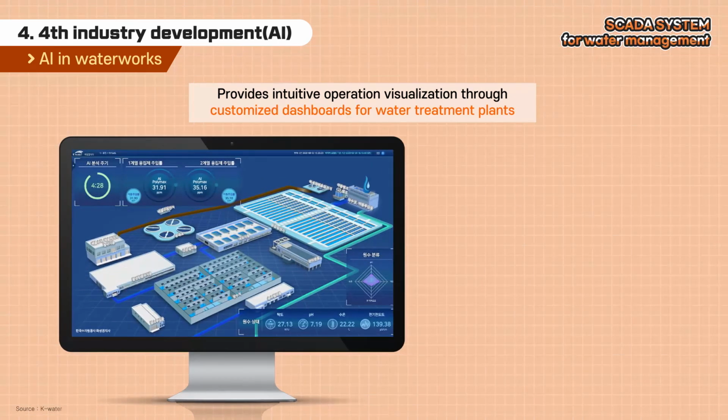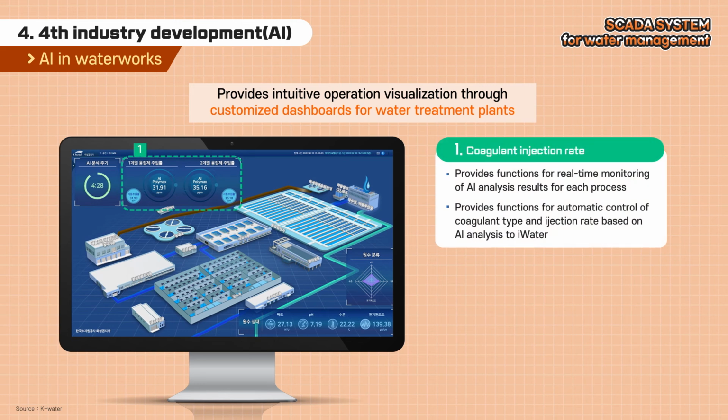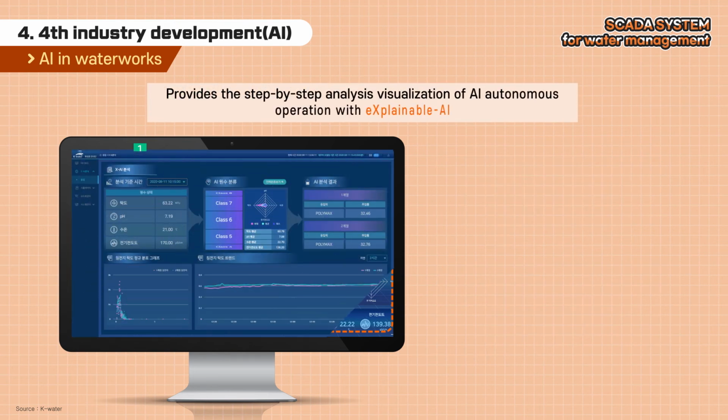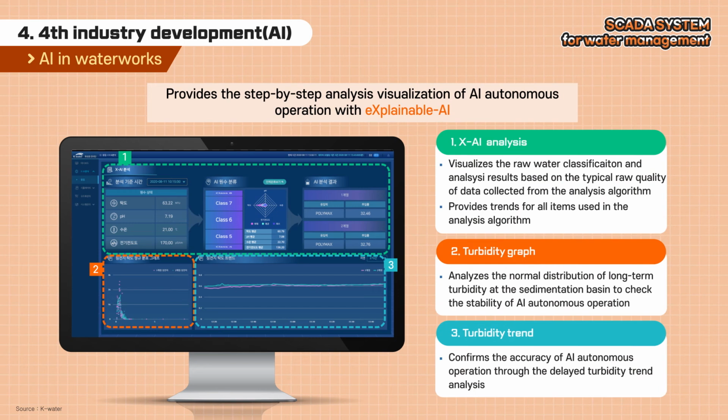The Artificial Intelligent Autonomous Operation System has built a visualization system to allow the user to make intuitive judgments. As a result, the coagulant injection rate and raw water classification and condition results can be predicted through monitoring and analysis. In addition, the artificial intelligence system visualizes the results of the step-by-step analysis with explainable AI, XAI, and provides the visualized results.